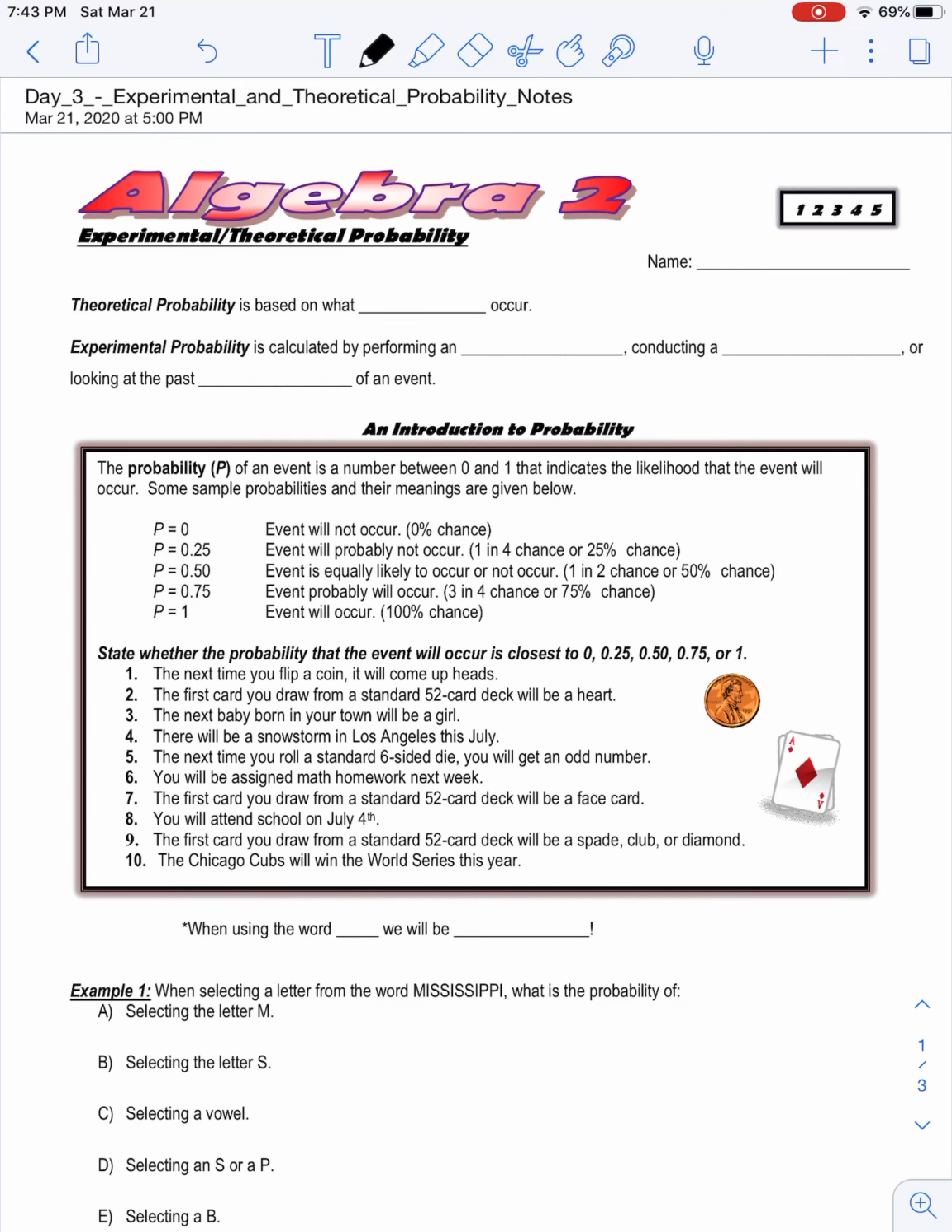So we have a couple blanks to fill in at the top. It says that theoretical probability is based on what should occur. An experimental probability is calculated by either performing an experiment, conducting a survey, or looking at the past outcomes of an event.